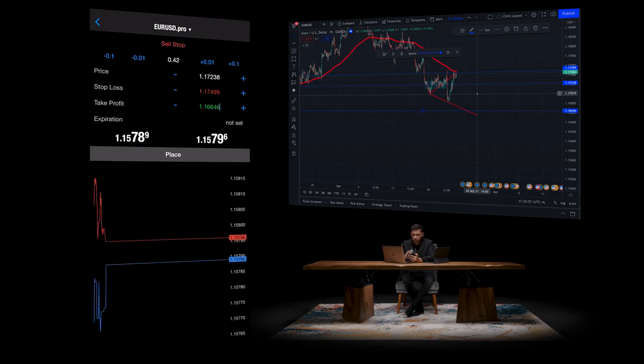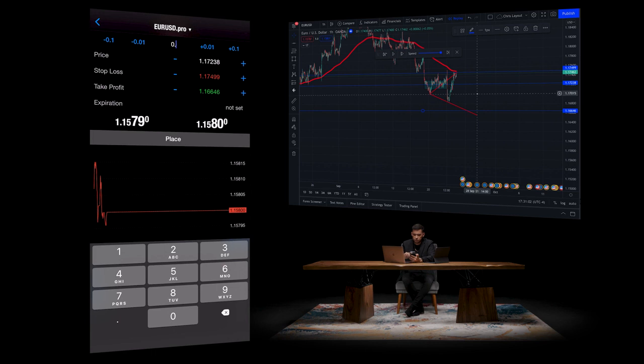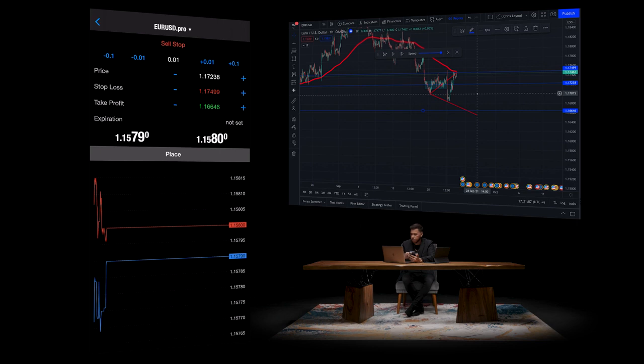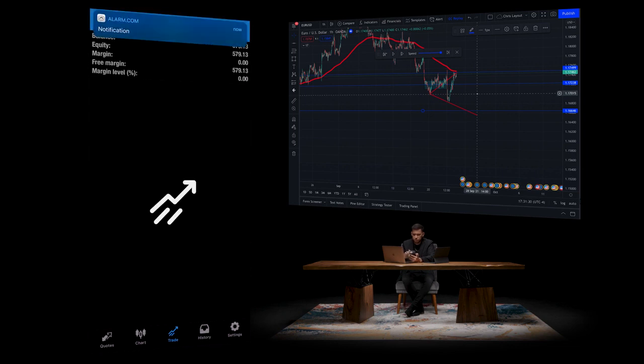16646. Now everything is set, and now we select the lot size, whatever works, and as long as we have all the numbers right, we press the button right there. Obviously this is a past trade, so I cannot place it, but we would place it, and literally it would activate the trade. You would see it on the main page. You would come here where it says trade, and you would see it there.